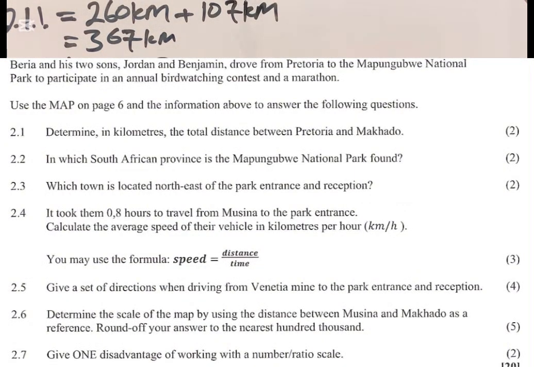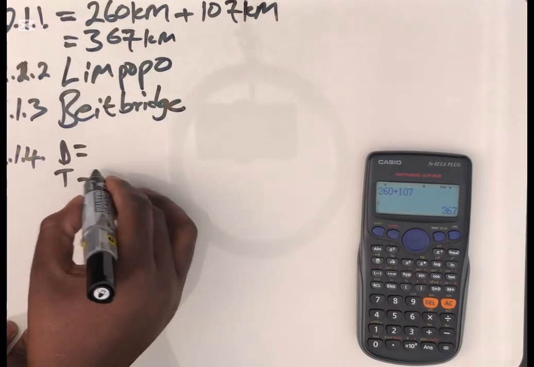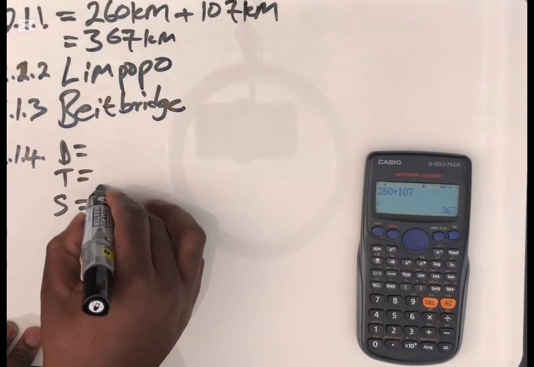2.1.4 says that it took them 0.8 hours to travel from Messina to the park entrance. Calculate the average speed of the vehicle in kilometers per hour. You may use speed is equal to distance over time. So we must look for the distance and the time; speed is what we must calculate.